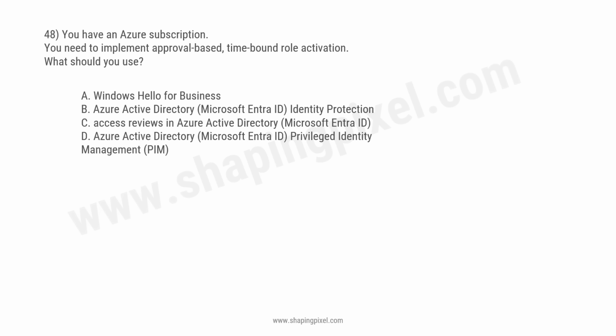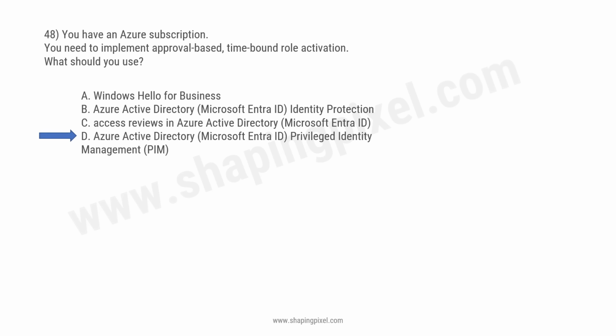Question number 48. You have an Azure subscription. You need to implement approval-based, time-bound role activation. What should you use? And you have 4 options. Option A, Windows Hello for Business. Option B, Azure Active Directory Identity Protection. Option C, Access Reviews in Azure Active Directory. Option D, Azure Active Directory Privileged Identity Management.